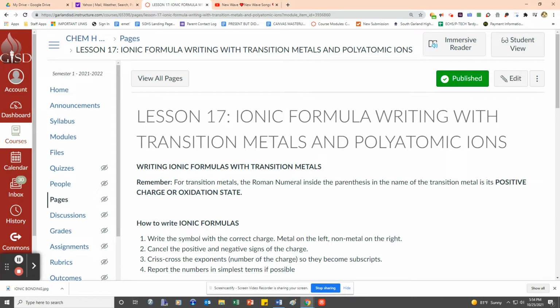So let's take a really quick example on how to do this. Let's look at a blank page. So let's talk about, for example, calcium chloride. Again, let's look at the example calcium chloride.